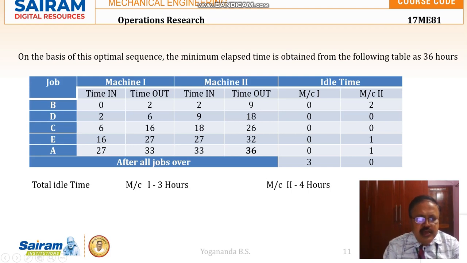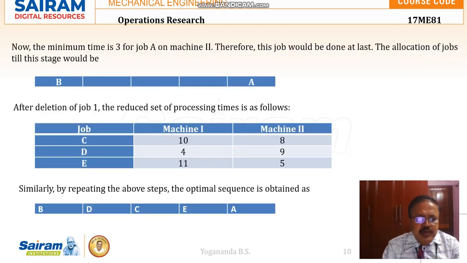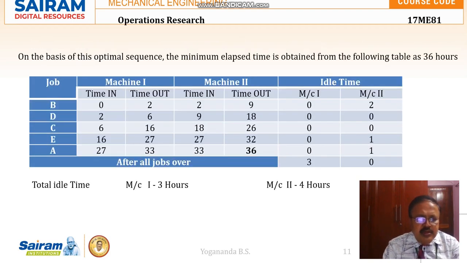How did we get this 36? We'll see stepwise. The sequence we obtained is BDCEA. So that sequence we have written here, BDCEA. Then machine 1, machine 2. Each job has to get processed on machine 1 first, then it has to enter machine 2.